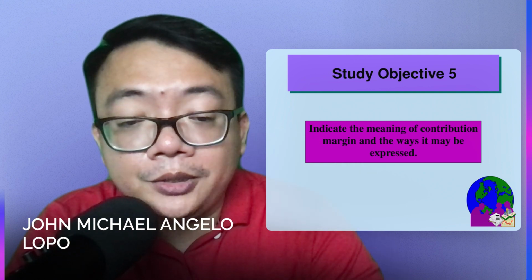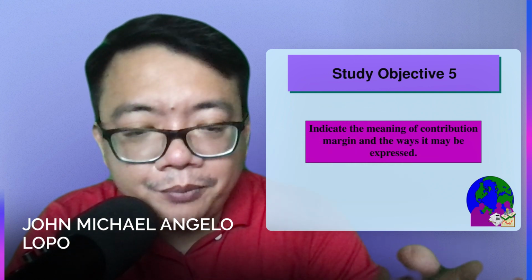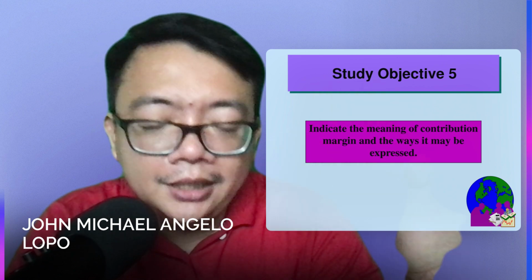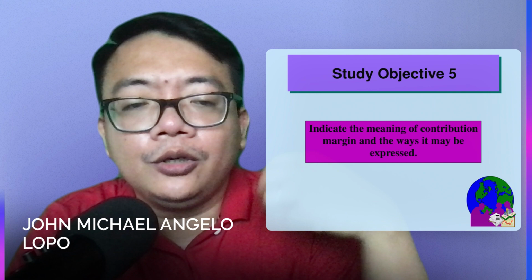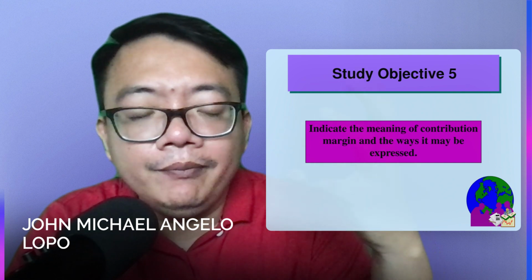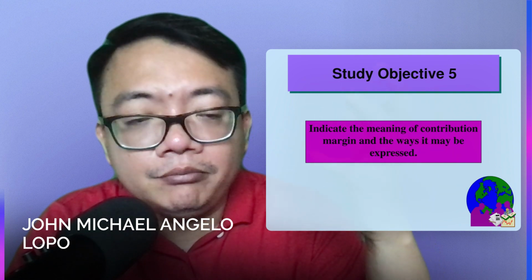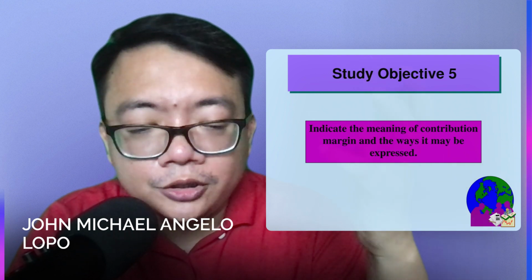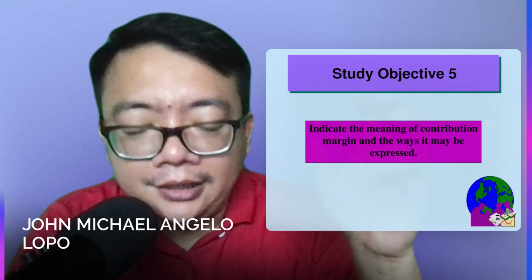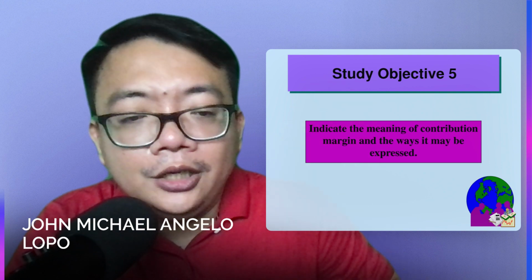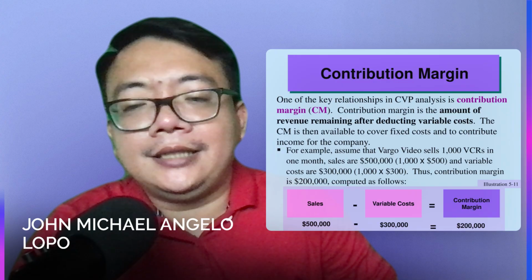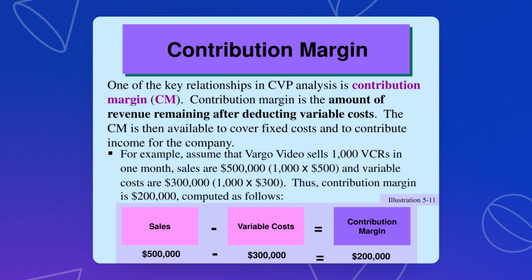Also, in terms of percentage, 100% is always your sales. The variable cost depends on its amount; just divide it by your sales and you have your variable cost ratio. Just subtract the two, and you have your contribution margin ratio. These are the samples.